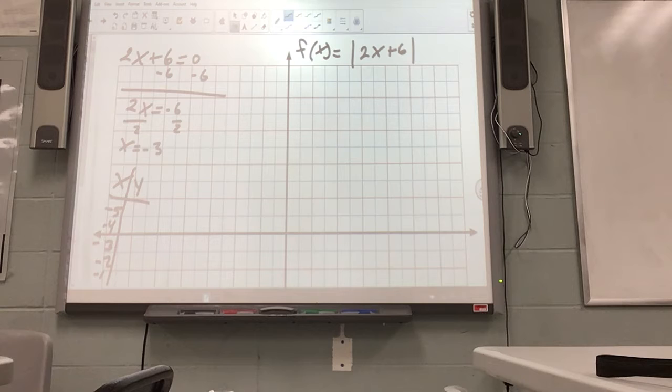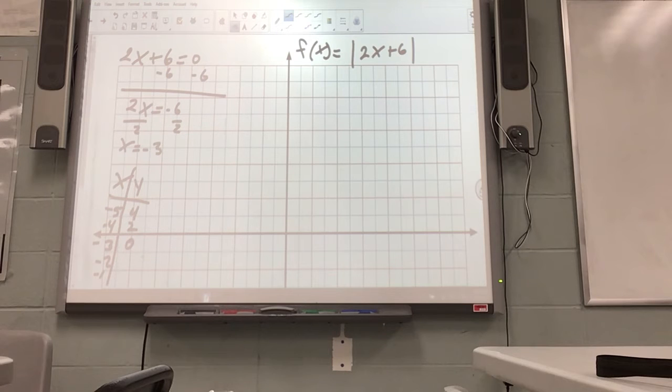I think you can probably still do this mentally. We're pretty good at that. So -5, right here. 2 times -5 is -10. -10 plus 6 is -4. Absolute value of -4 is 4. Winner. 2 times -4 is -8. -8 plus 6 is negative 2. Absolute value of negative 2 is 2. Alright, negative 3 is my next one. 2 times negative 3 is negative 6. Negative 6 plus 6 is 0. Absolute value of 0 is 0.